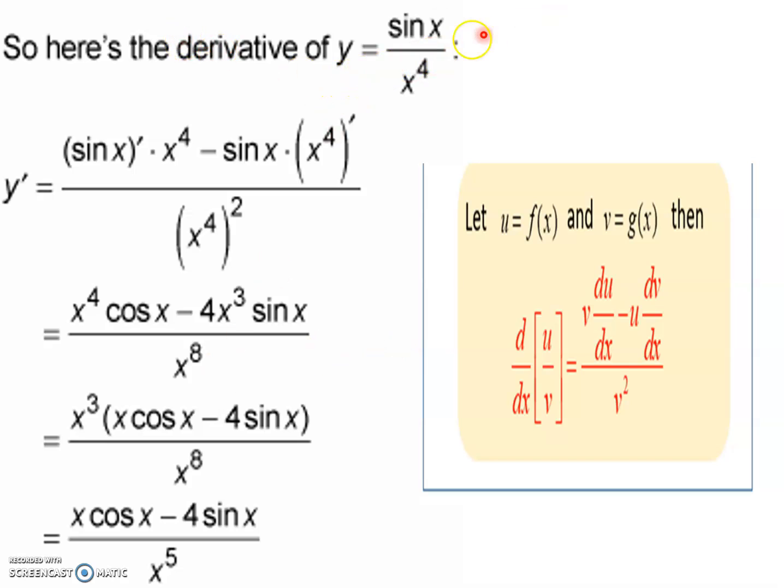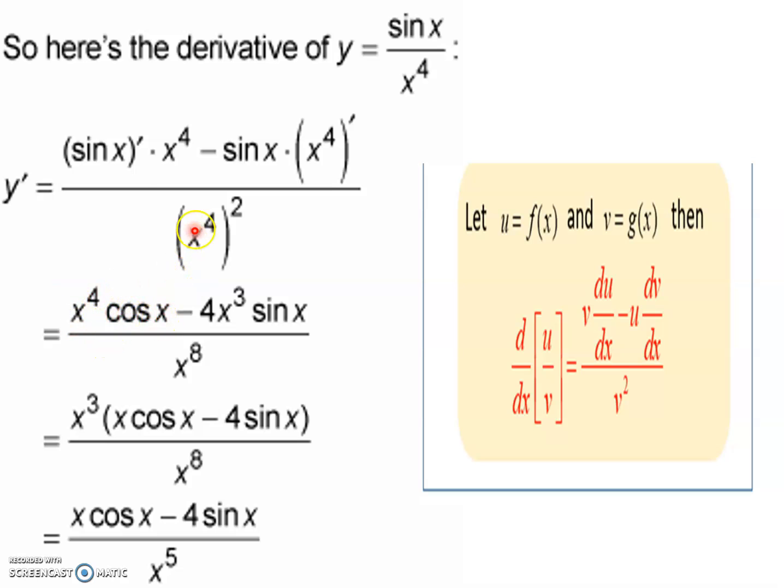Derivative of y is equal to sin x upon x raised to 4, where u is f of x is sin x, v is g of x is x raised to 4. Then derivative of u upon v is v derivative of u minus u derivative of v upon v square. Here u is sin x, v is x raised to 4, so x raised to 4 remains the same. Derivative of sin x minus sin x derivative of v, that is obviously x raised to 4 upon x raised to 4 whole bracket square.